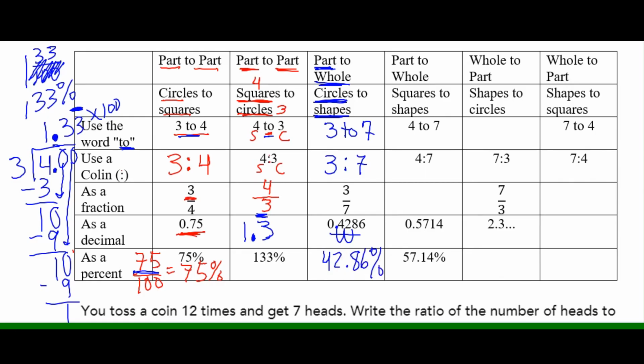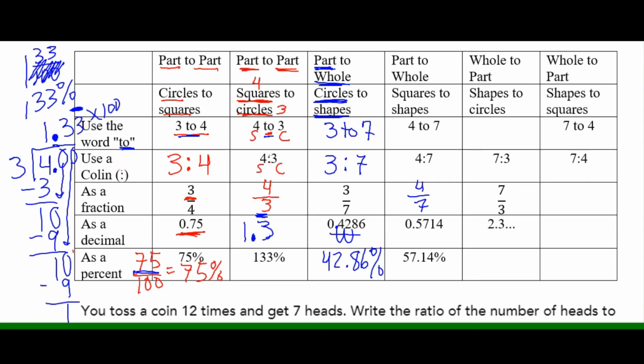So the next set is a part to whole ratio. And we're going to be comparing the number of squares to the number of shapes. So the squares was a part because we had 4 squares, and the total number of shapes was the whole. So this is a part to whole ratio. So we will write 4 to 7. And then to write it with the colon, you will write 4:7. And how do we write that as a fraction? Remember, order is important. So you will write 4 over 7.